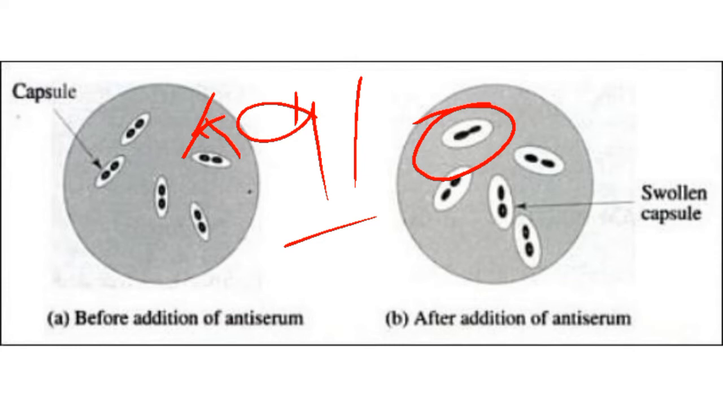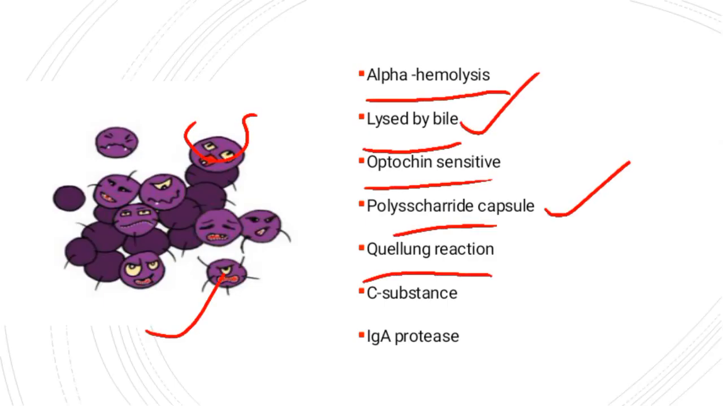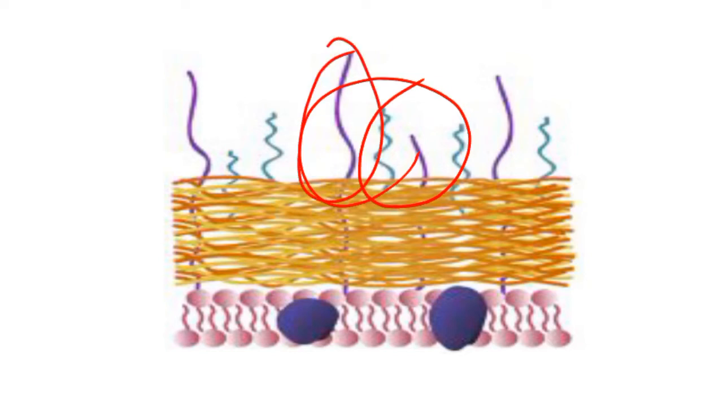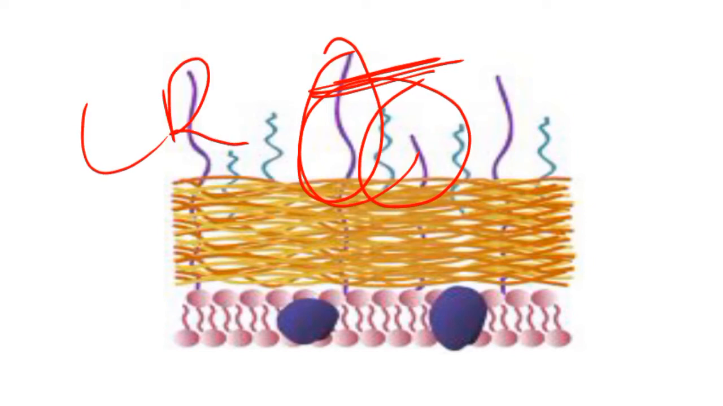It also contains C substance or C polysaccharide in its cell wall. What is this C substance? This C substance is actually the teichoic acid. Teichoic acid, really? This teichoic acid is medically important but not for itself. Remember, this teichoic acid reacts with the CRP protein or C-reactive protein.